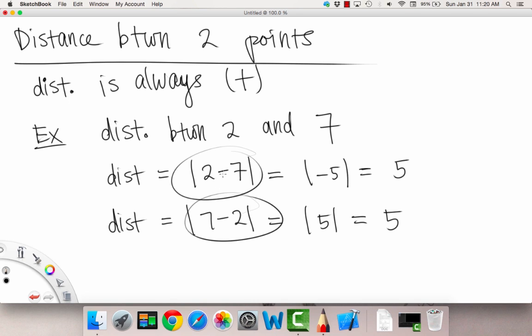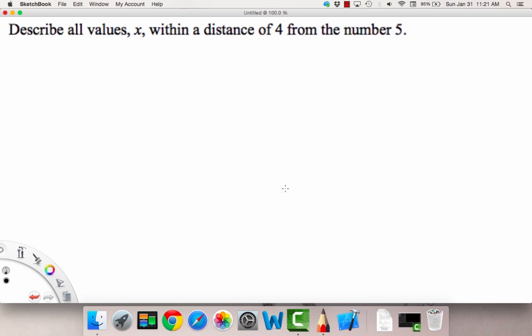It'll turn it positive, alrighty? The absolute value sign, in effect, does the work for us. Okay, so here's an example involving distance between two numbers. We have: describe all values x within a distance of 4 from the number 5.